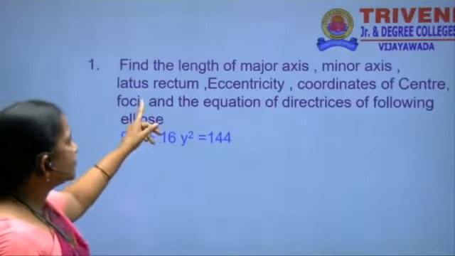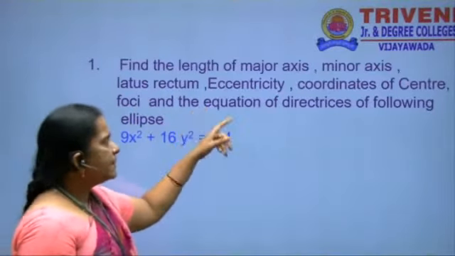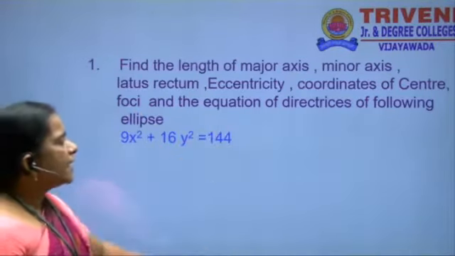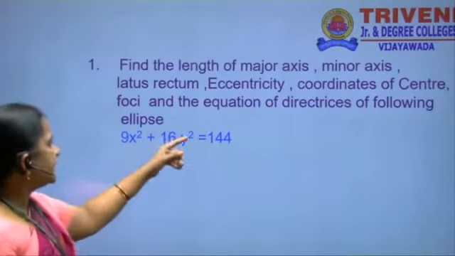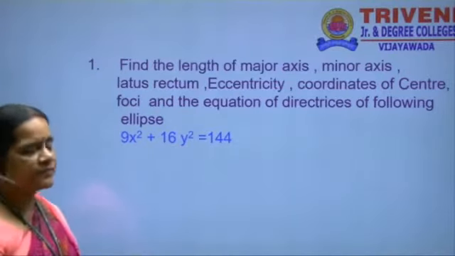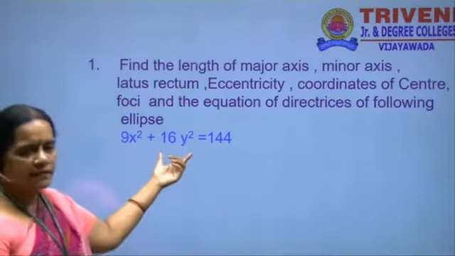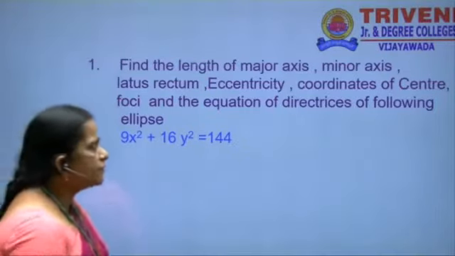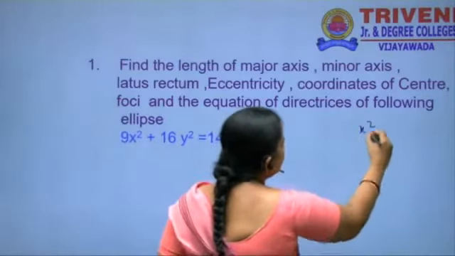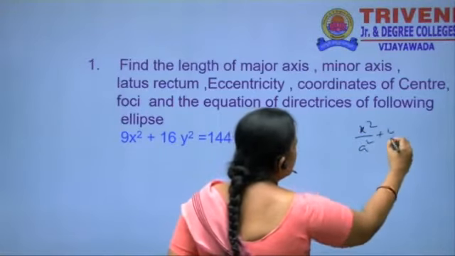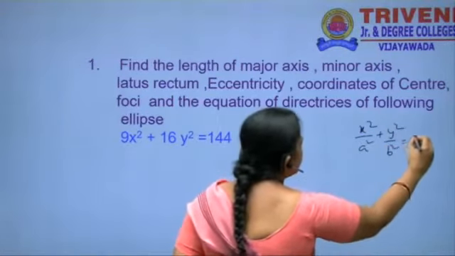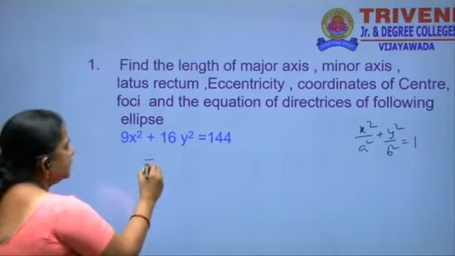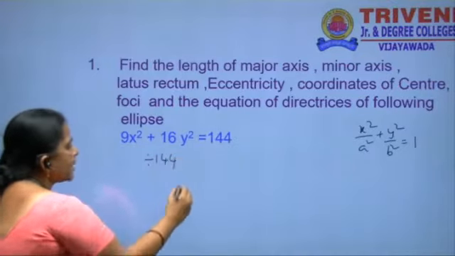Based on this, we have to find the length of the major axis, minor axis, latus rectum, eccentricity and coordinates of the center, and the equation of the directrix of the following ellipse. They have given the equation 9x square plus 16y square is equal to 144. The standard form of the ellipse is x square by a square plus y square by b square is equal to 1. Okay, we have to convert like this: divide the equation by 144 on both sides.